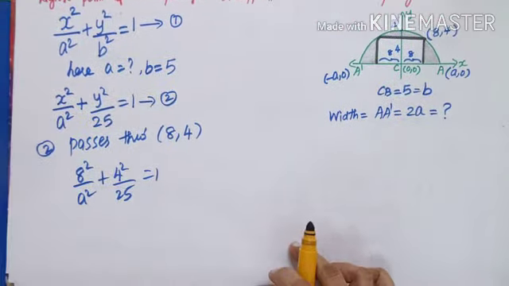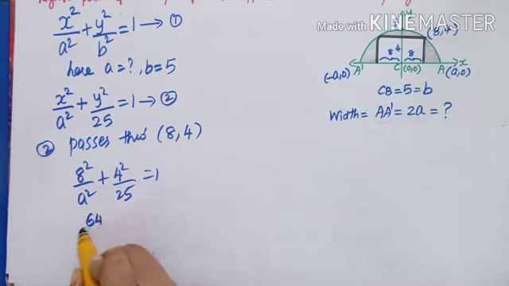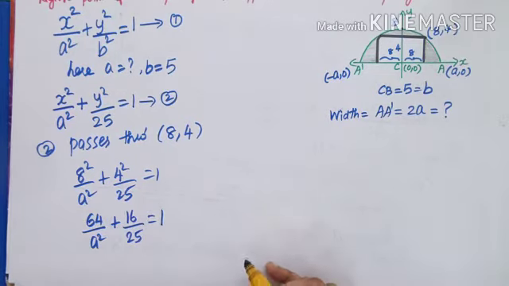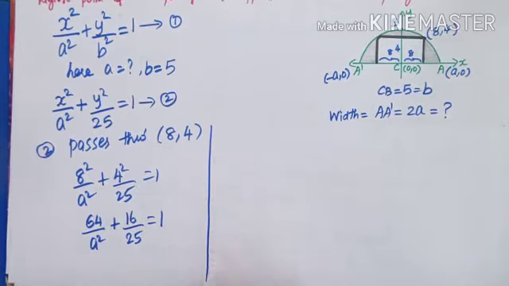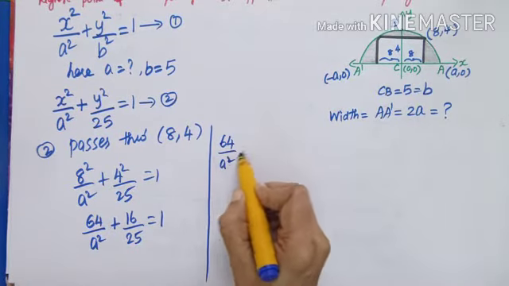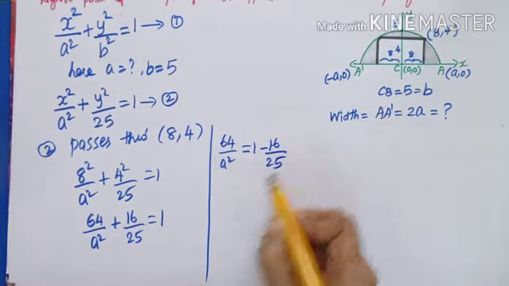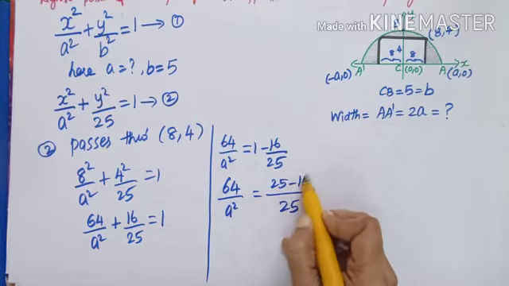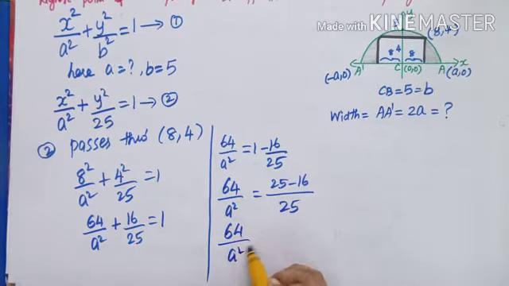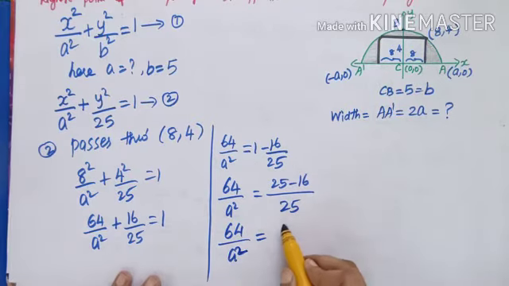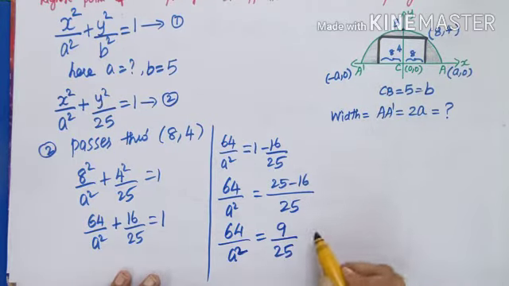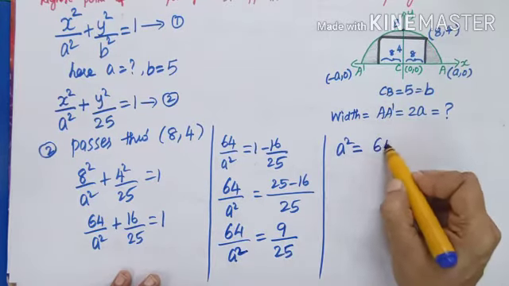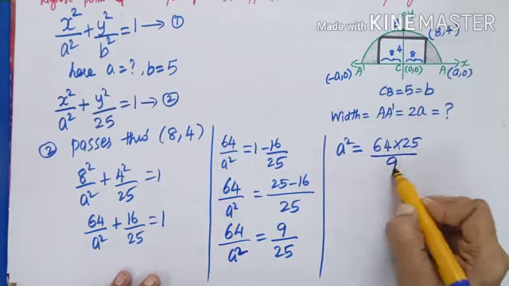Try to simplify this equation. 8 square, 64 by a square plus 16 by 25 equals 1. Or we get 64 by a square is equal to 1 minus 16 by 25. 64 by a square equals, 25 is the LCM, 25 minus 16. 64 by a square is equal to 25 minus 16, which is 9 by 25. So this implies a square is equal to, cross multiplying, 64 into 25 divided by 9.